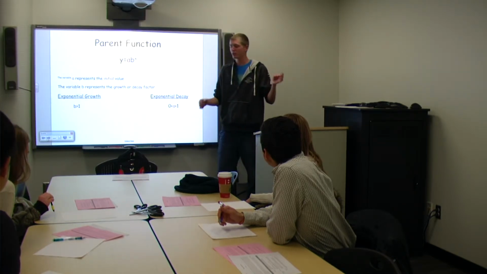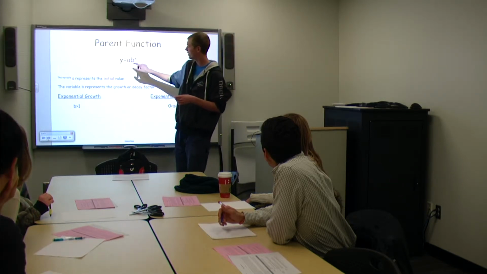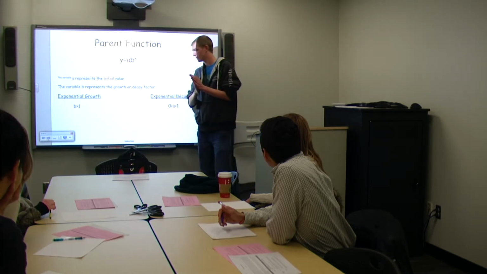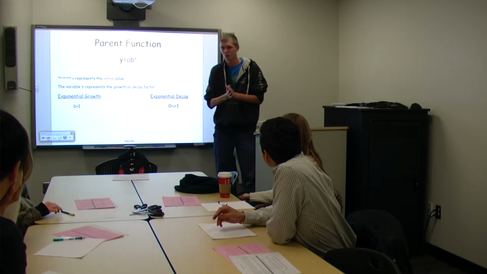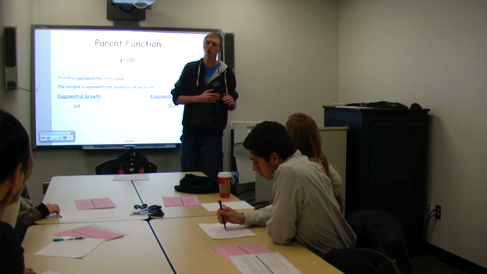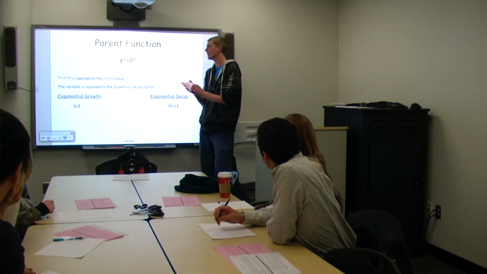So if we're talking about exponential growth and decay, when it's exponential growth, this b value is going to be greater than 1, any number greater than 1. Okay? And exponential decay is going to be anything between 0 and 1. So any fraction that's less than 1, like 2/3 or 3/4, will fit into exponential decay.